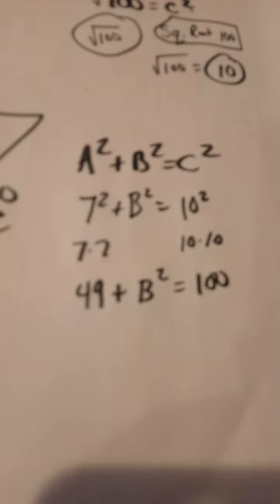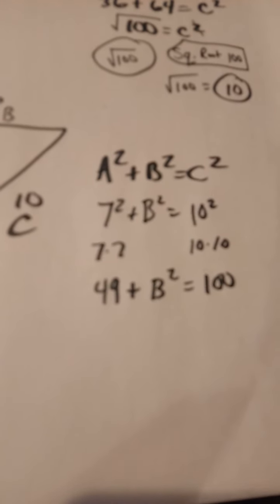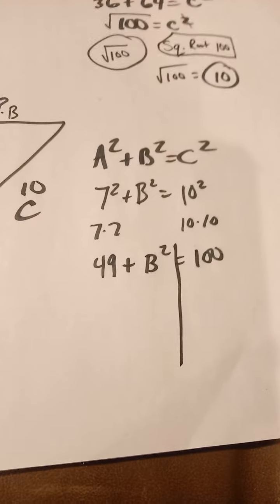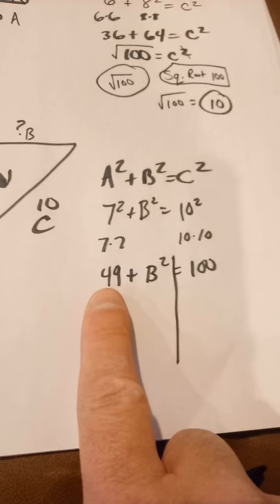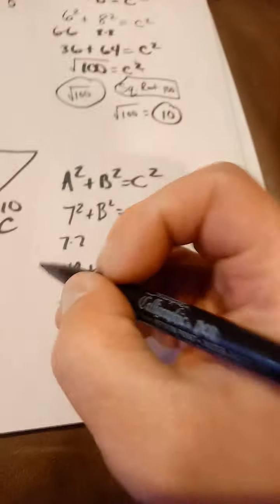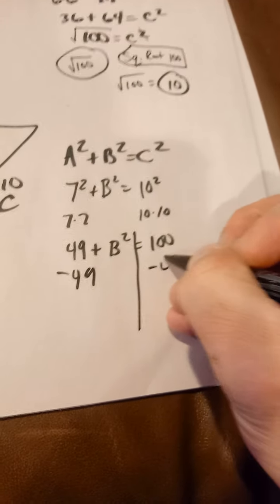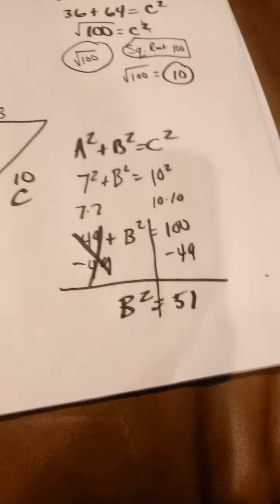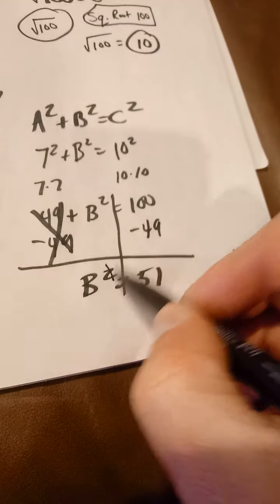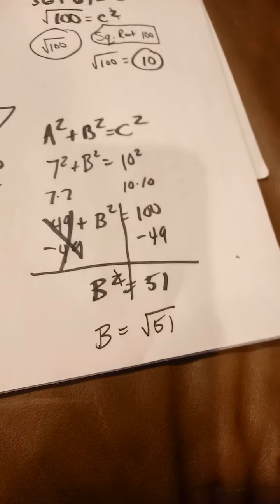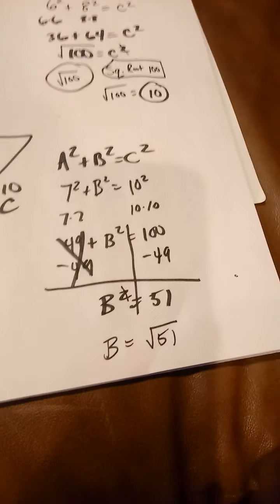Now this one, see how I have 49 plus b squared equals 100? I want to draw my line because I want to get b squared by itself. So I've got to get rid of 49. What's the opposite of positive 49? Negative 49. That gets rid of that, leaving me with b squared equals 51. I want to get rid of the square, so I'm going to square root 51, because now I have single b equals square root of 51.